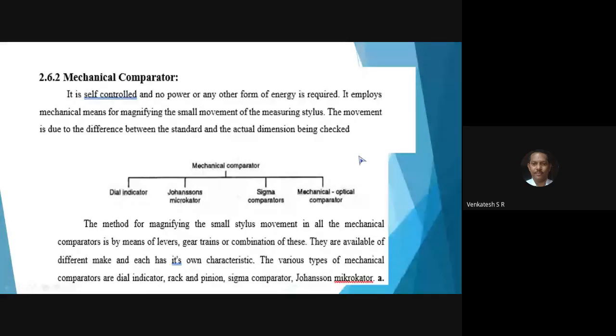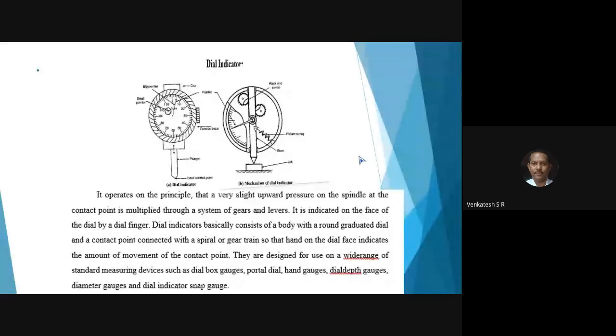Next, come to the point. Very important for mechanical engineers. Dial indicator. All of you, please write down rough diagram of this dial indicator.